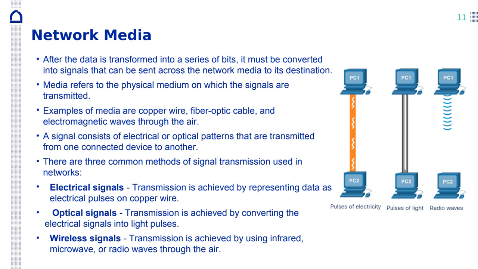So a signal consists of electrical or optical patterns that are transmitted from one connected device to another. Okay. And we have three common methods of signal transmission. Let me give you an example. I have one file here. Let's say I have created one file, or I want to send a message. I have to record it and send it over the internet or WhatsApp.